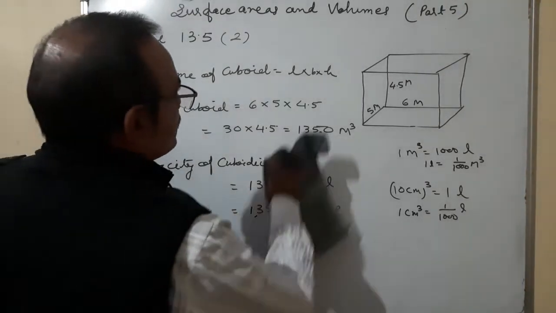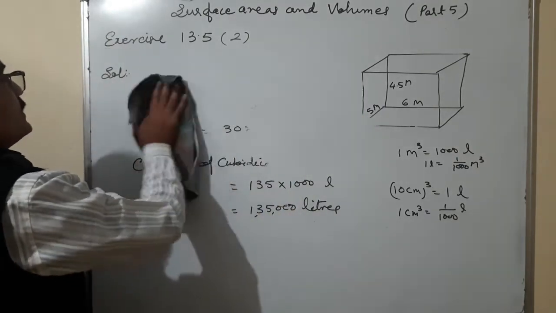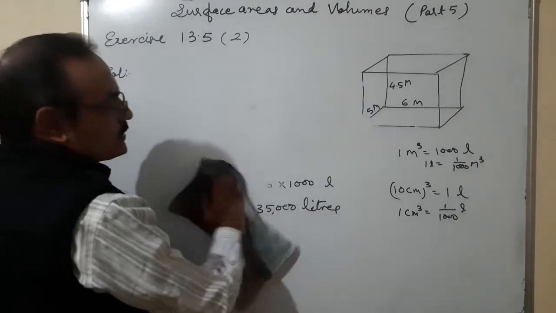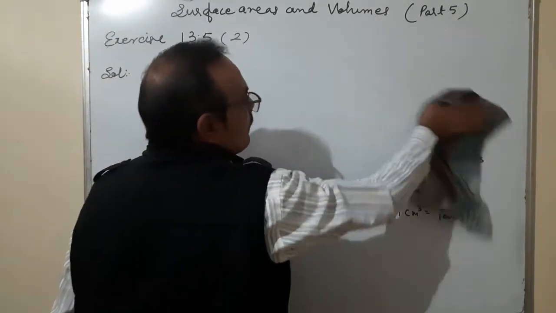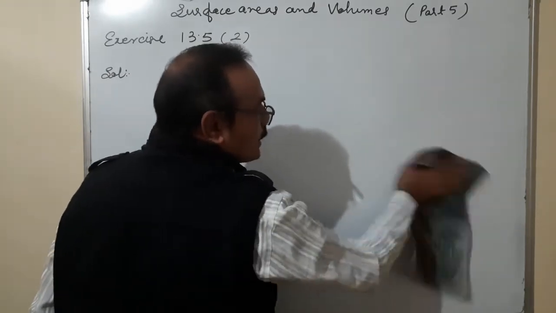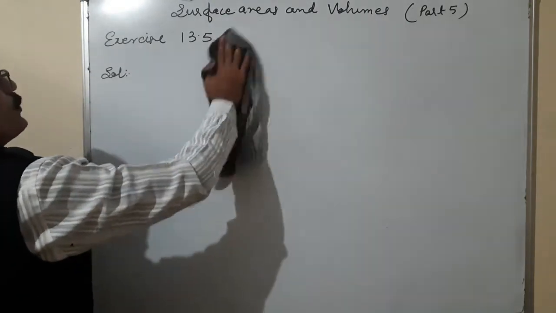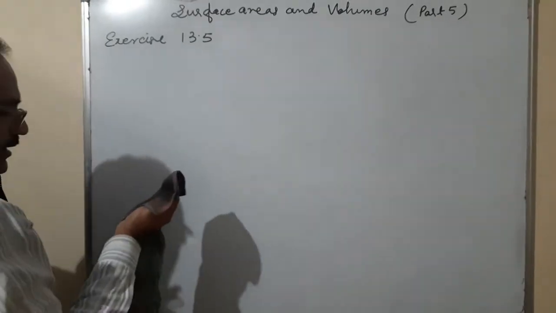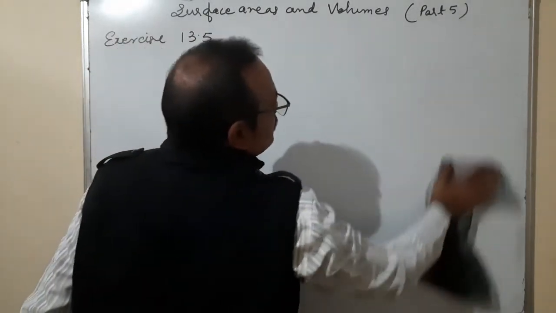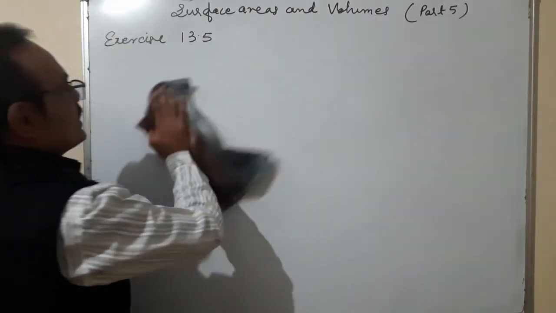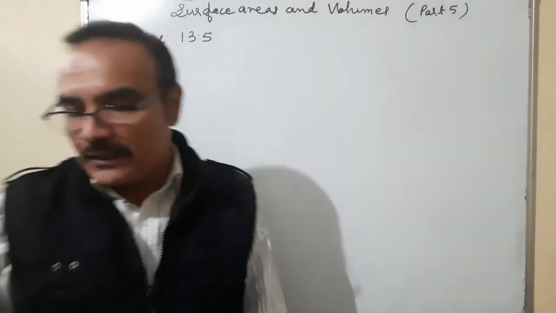And remember the units: 1 meter cube is equal to 1000 liter and 1 centimeter cube is equal to 1 upon 1000 liter. By the way, 1000 liter is equal to 1 kiloliter, because sometimes they will ask to convert into kiloliter. So whatever the answer in meter cube, suppose the answer is 10 meter cube, you can write 10 meter cube is equal to 10 kiloliter.